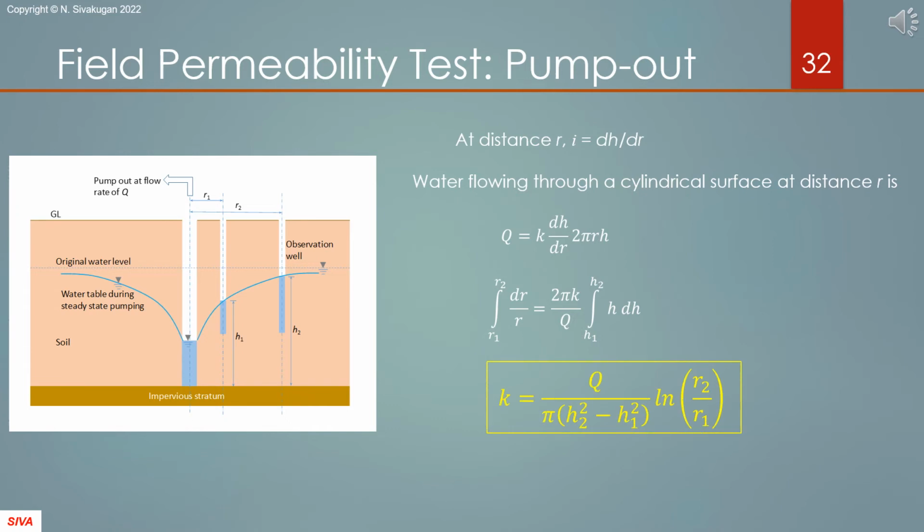In the field, in situ permeability can be determined from a pump-out test. Here, water is pumped out from a well and the lowered water levels are observed from two observation wells at distances of R1 and R2. At steady state, H1 and H2 are recorded and the permeability determined.